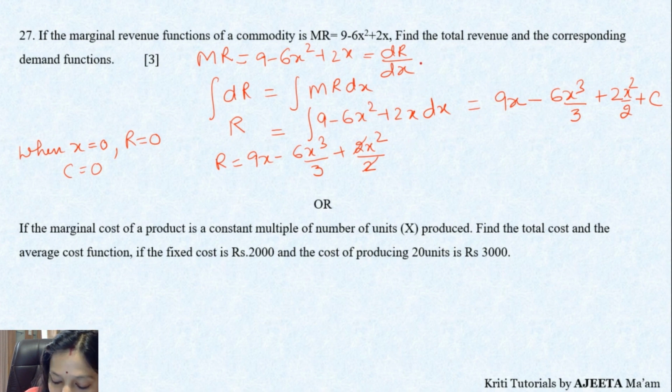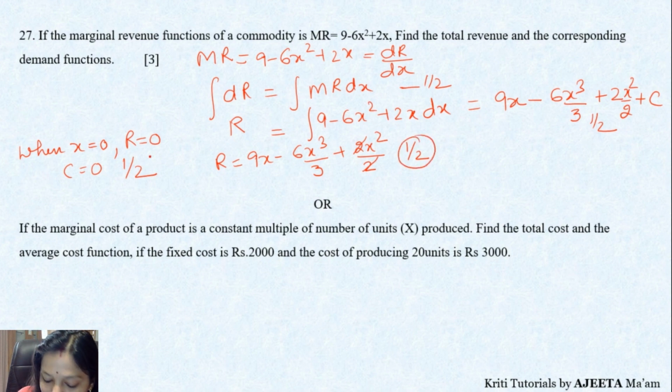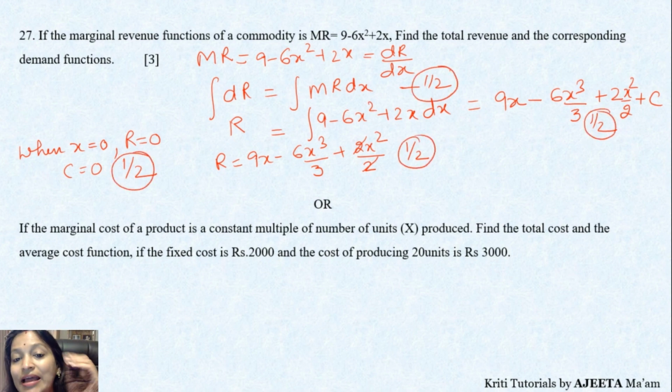So till here again, see, this will be half mark if you write it. All these calculations will be for half mark. Half mark will be for this, and then you get this half mark. So in all you get 2 marks here till here. Okay. So this is how we go on. Now what about the rest 1 mark? That will be for demand function.